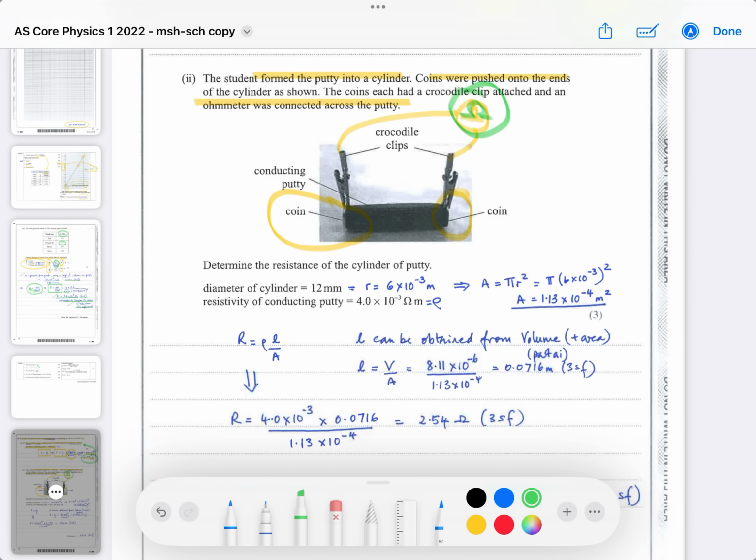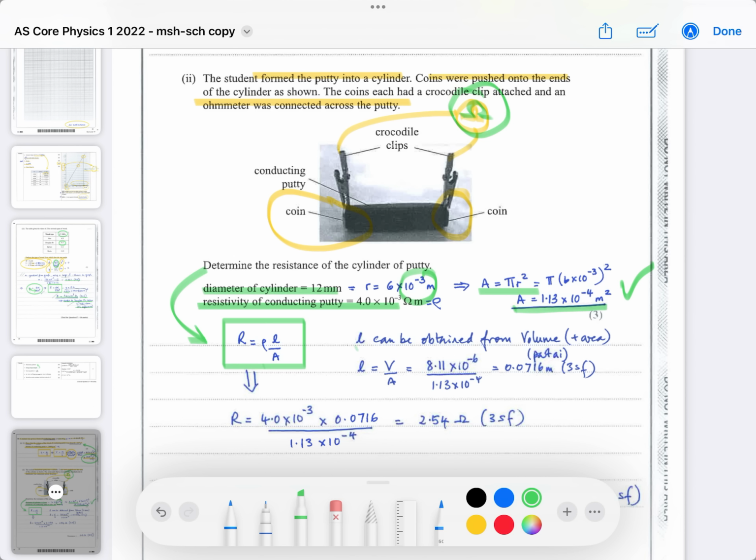Determine the resistance of the putty. Well, they've given us the diameter as 12 millimeters, so don't forget, you've got to make that into meters, 10 to the minus 3. Once you've got a diameter, you can work out the cross-sectional area, which comes out to that. You probably get a mark for doing that correctly. And then you can use the resistance formula. They've given us the resistivity.